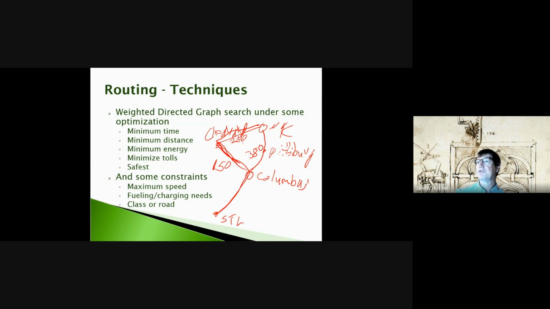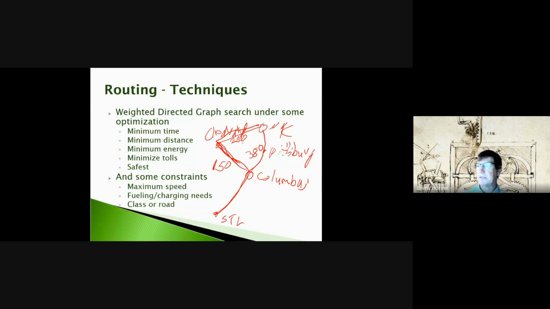Now we call this a weighted graph because we're applying some weights to all these different segments, or edges, as we call them in graph theory. It's directed because we're going in a particular direction. It's maybe different to go this direction than it is to go the other direction, right? So now we're going to try to search this graph under some optimization.